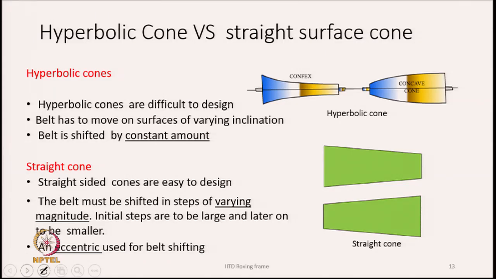Now, we will discuss this thing. The way we can find out the drum diameters, if we then make the profile on a graph paper, we will see that the shape is hyperbolic in nature. So, these are called hyperbolic cones, but most of the modern machines have straight surface cones, not hyperbolic cones.